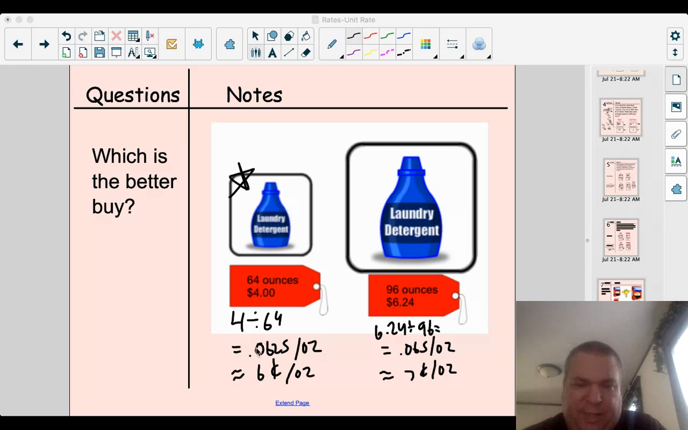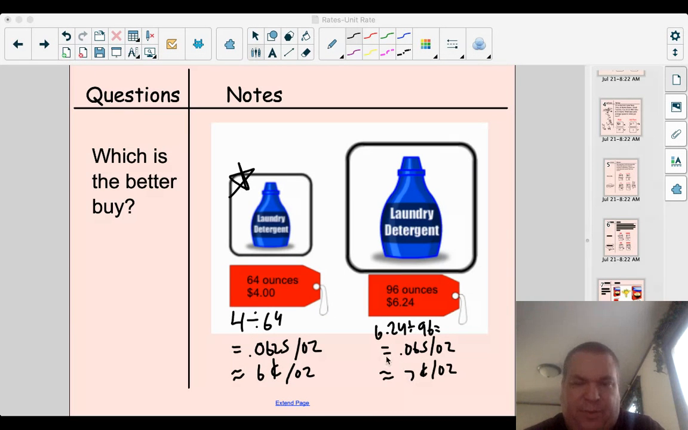So this came down to $0.0625, which if I round to 2 decimal points, okay, that's right here. The hundredths place is a 6. I look and see I have a 2 coming. That means I round down. So this would round down to 6 cents per ounce. Okay, here I still have a 6 in that hundredths place, but the next number is 5, which means I round up to 7. This is about 7 cents per ounce.